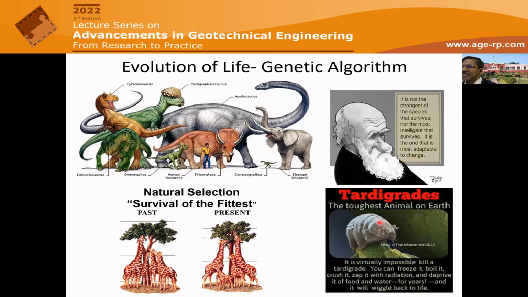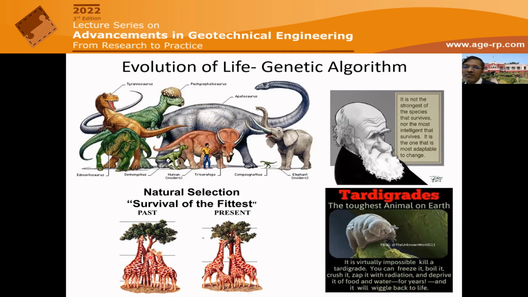And there is an interesting animal on earth called the tardigrade. It is virtually impossible to kill a tardigrade. You can freeze it, boil it, crush it, jab it with radiation and deprive it of food and water for years, and it will wiggle back to life. That is what is called survival of the fittest. That means it can adapt to change.